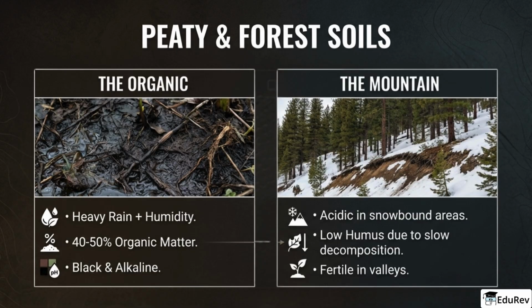Now, forest soils in mountains. In snowbound areas, they are often acidic. Humus is low because decomposition is slow in cold conditions. But valley locations can still remain fertile. So retain the contrast. Peaty soil means excessive organic accumulation in wet conditions. Mountain forest soil means climate-controlled variation with acidity in high cold zones and better fertility in valleys.